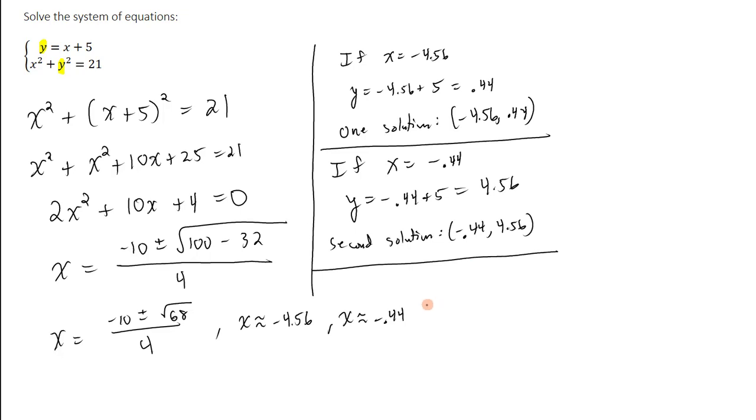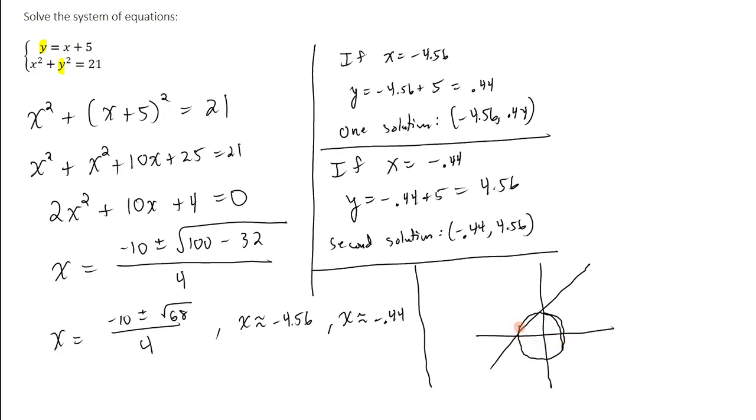Now, if we just wanted to think about this graphically for a moment, are two solutions reasonable? If we think of the graph of y equals x plus 5, that would be a line, looks roughly like this. And x squared plus y squared equals 21 is a circle with radius the square root of 21, which is between 4 and 5. And so we would get a circle that looks sort of like this.